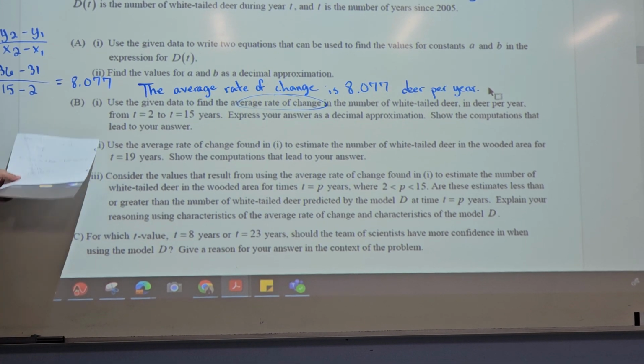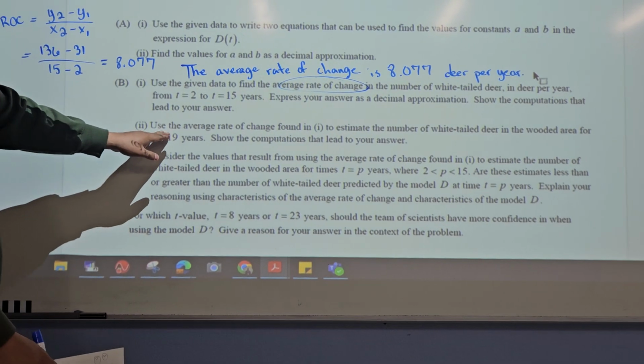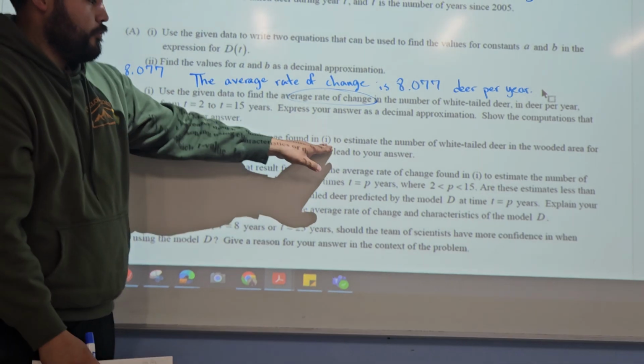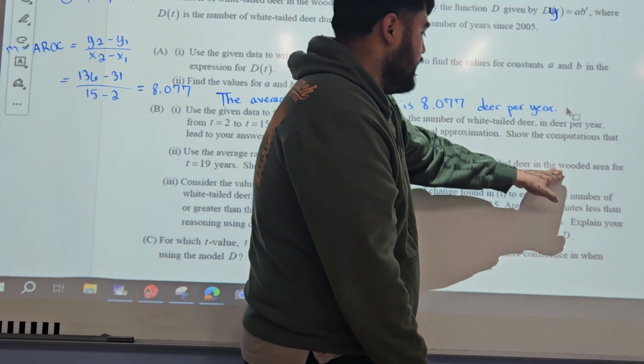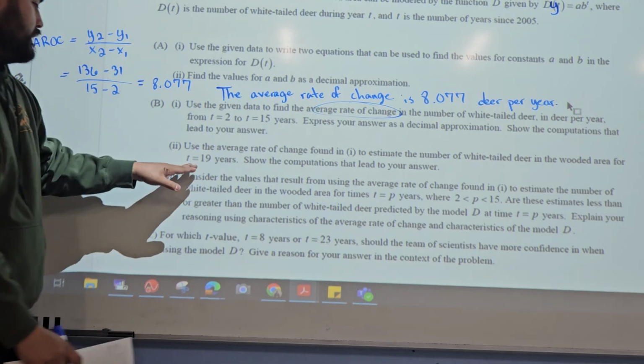With that said, B2 is telling us to use that same average rate of change found in B1 to estimate the number of white-tailed deer in the wooded area, right, for T equals 19.